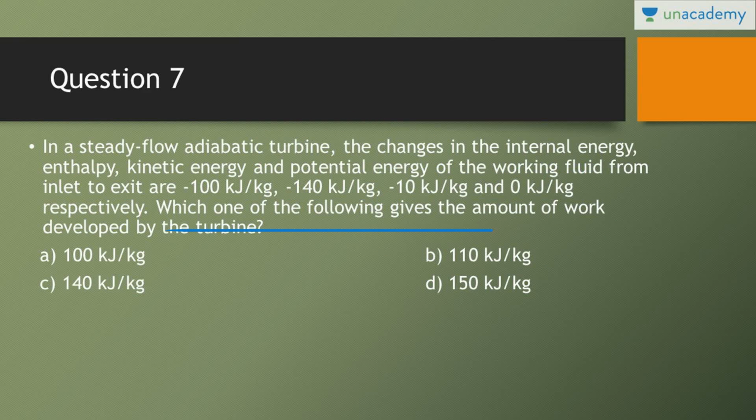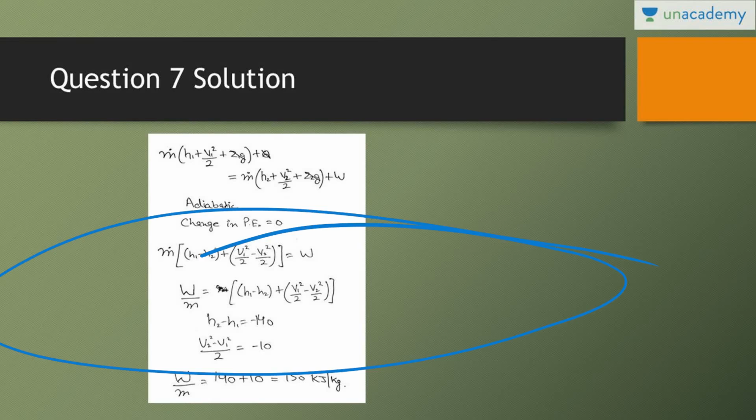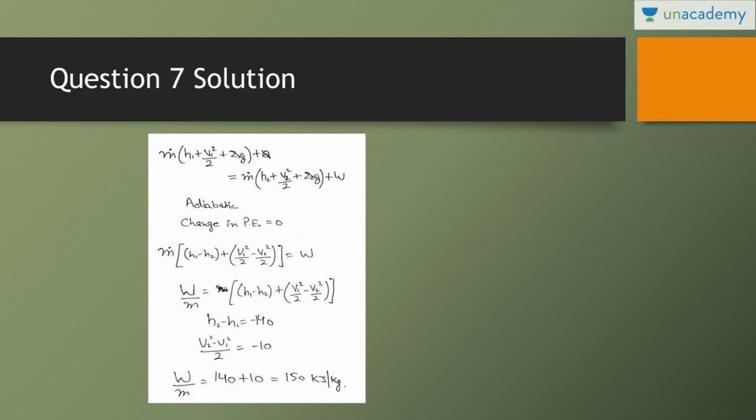Which of the following gives the amount of work developed by the turbine? Change in internal energy, don't take into account. Change in enthalpy is minus 140 kilojoule. Change in kinetic energy is equal to minus 10. Potential energy is 0. So you have to just keep in mind change in the enthalpy and change in the kinetic energy, and calculate this particular problem. So we are going to use the steady flow energy equation: mass flow rate into (enthalpy plus kinetic energy plus potential energy) plus Q equals mass flow rate into (enthalpy, kinetic energy, potential energy) plus W.